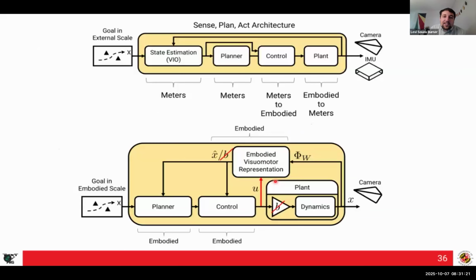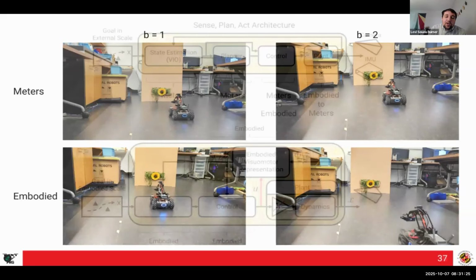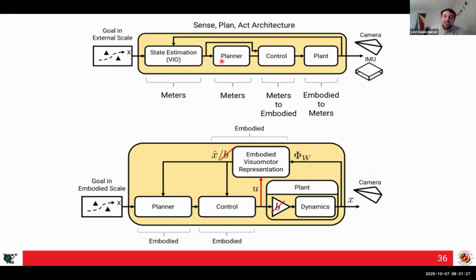Comparing this to sense-plan-act again, we see that on the top, we had state estimates in meters, and then we had to depend on the control system to convert from meters to the embodied units, and the robot, which is calibrated to convert from embodied units to meters. However, in our embodied representation context, everything can be embodied, and instead of depending on this conversion, we depend on this cancellation, which will always occur.